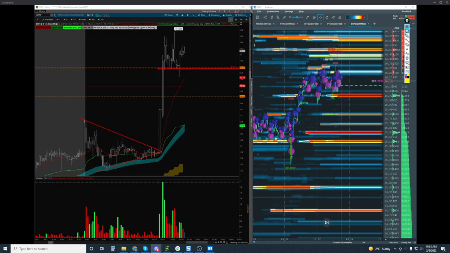So it's very hard, traders, to take these longs if you're not super fast.